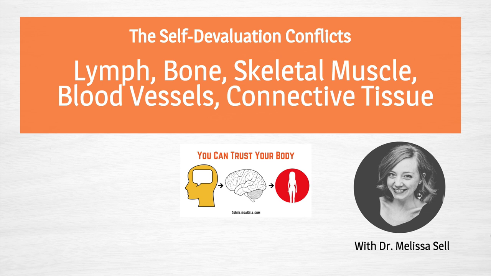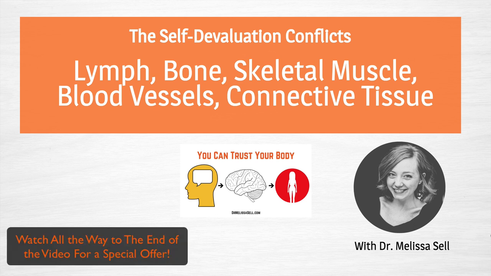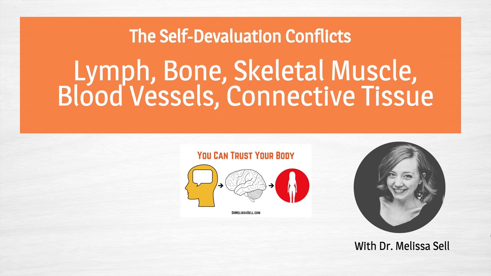And today for the tutorial, we will be discussing the self-devaluation conflicts. Now, these are the conflicts that are responsible for tissue changes in the lymphatic system, bones, skeletal muscle, blood vessels, and connective tissues. This will be an overview module. As you can see, there are a lot of tissues involved, and there's a lot of detail. So this beginning module will give you an idea of these connections.